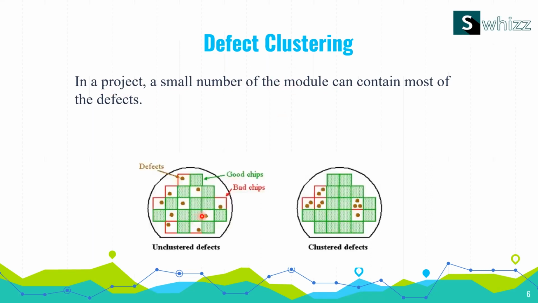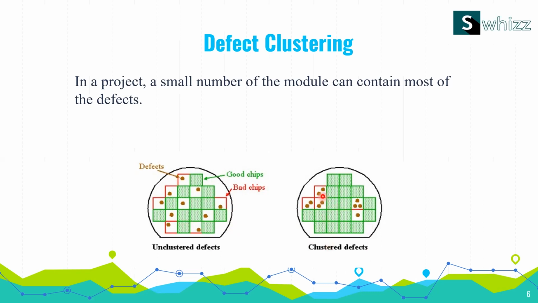Okay, and see here, consider these are the modules, explained here as chips. Consider defects are nothing but bugs. These are like unclustered defects: consider each module as one functionality, or each chip as one particular functionality. Here, randomly, one module contains roughly one bug. So here we find there is no clustering of the defects in a functionality or module.